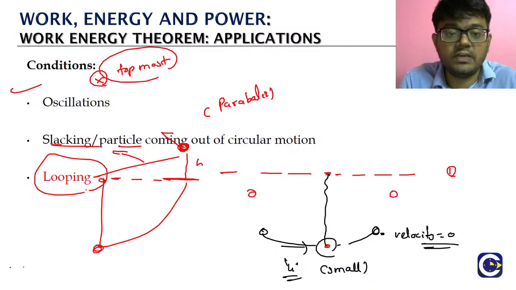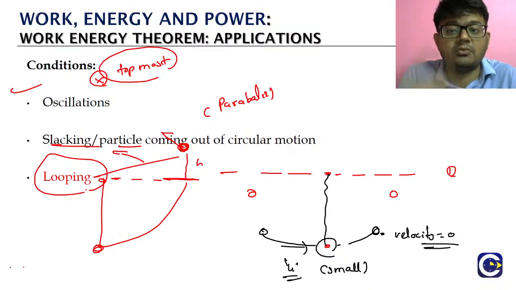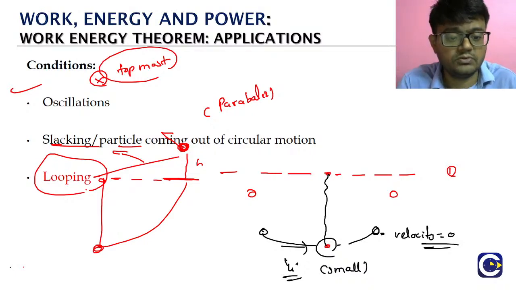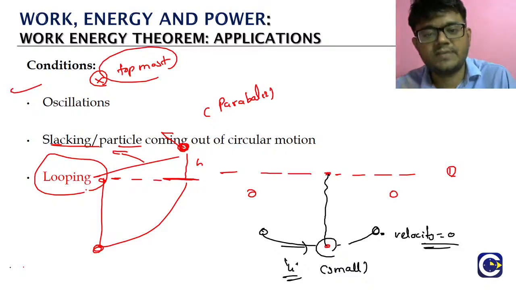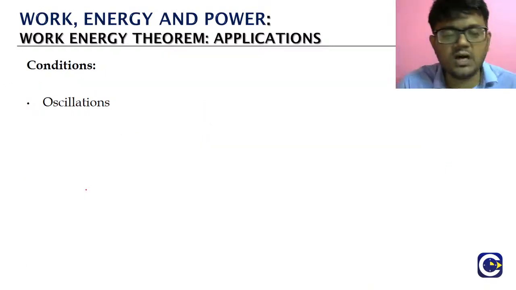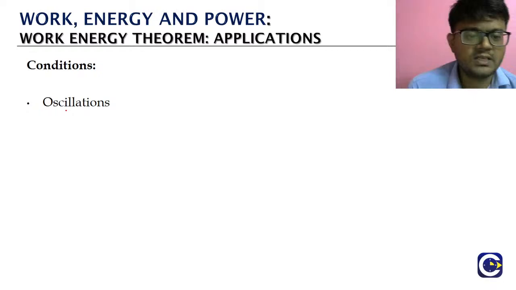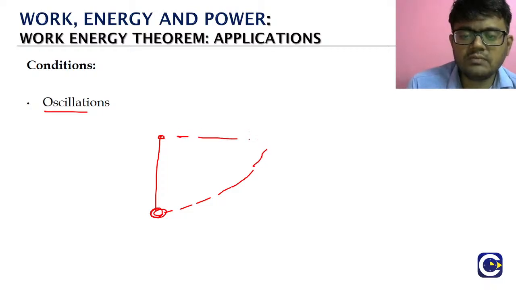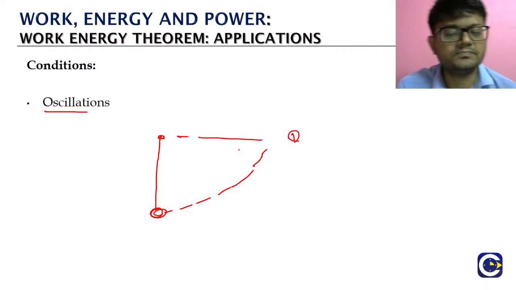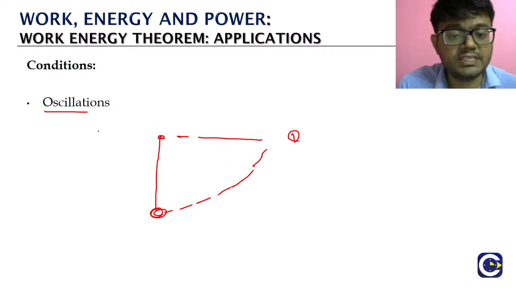Third situation: if you are giving sufficiently high velocity, it will be able to complete these full loops, that is, complete vertical circular motion. So we are going to look at the conditions for each of them. First, the condition for oscillations: the particle should not be able to reach this horizontal position.